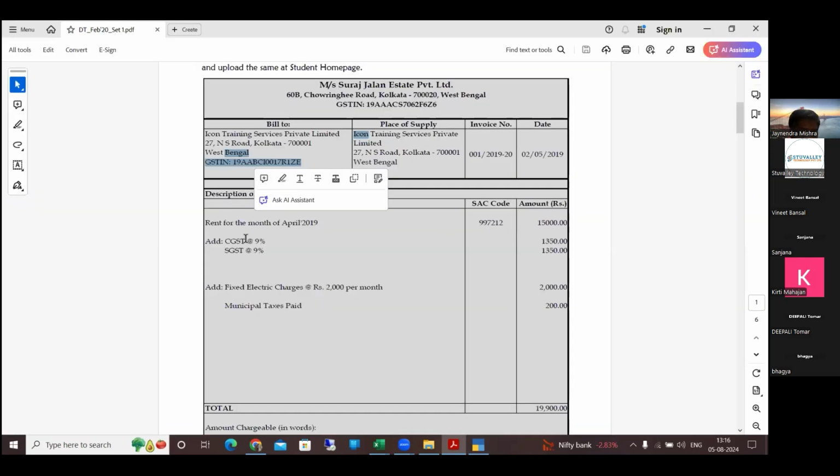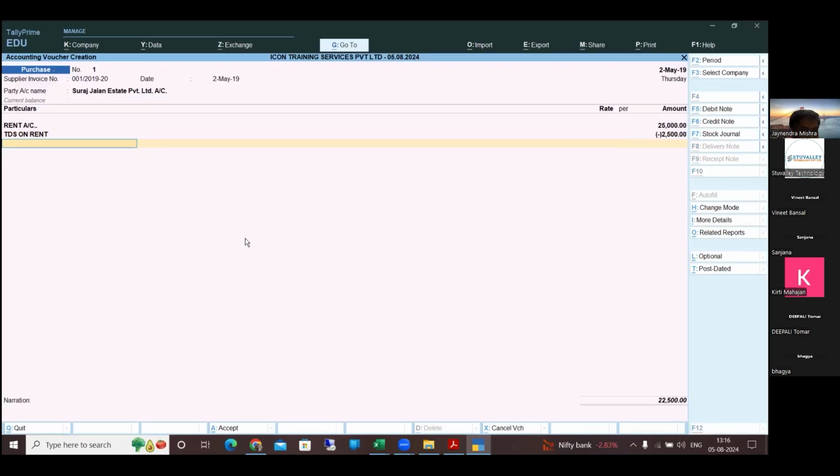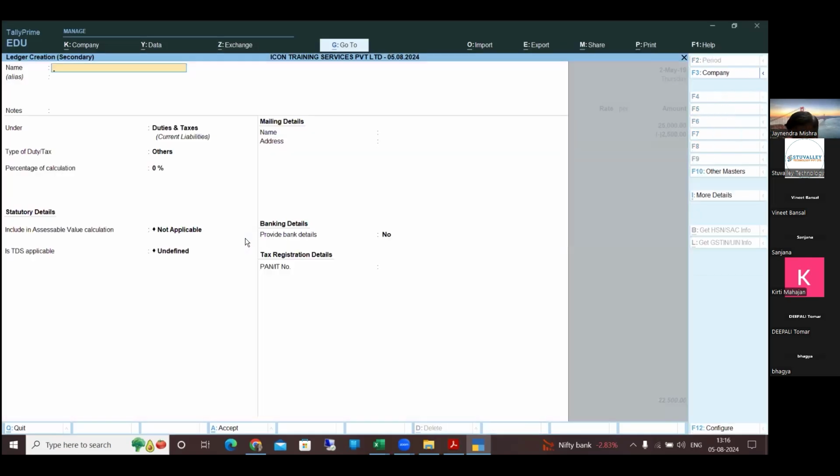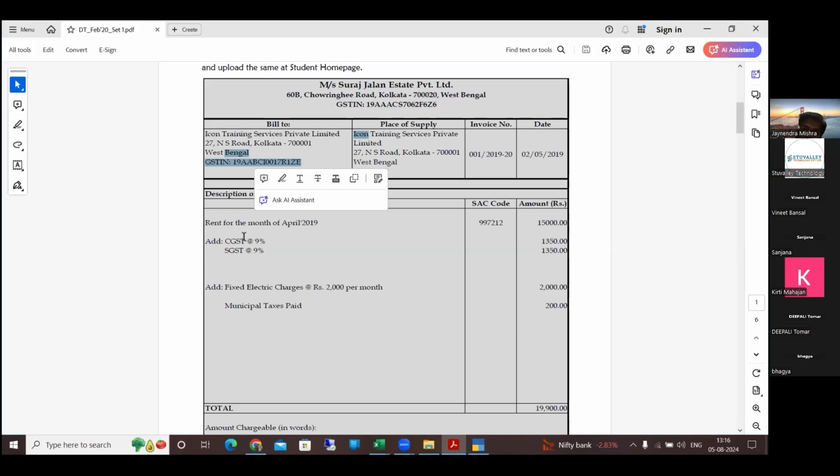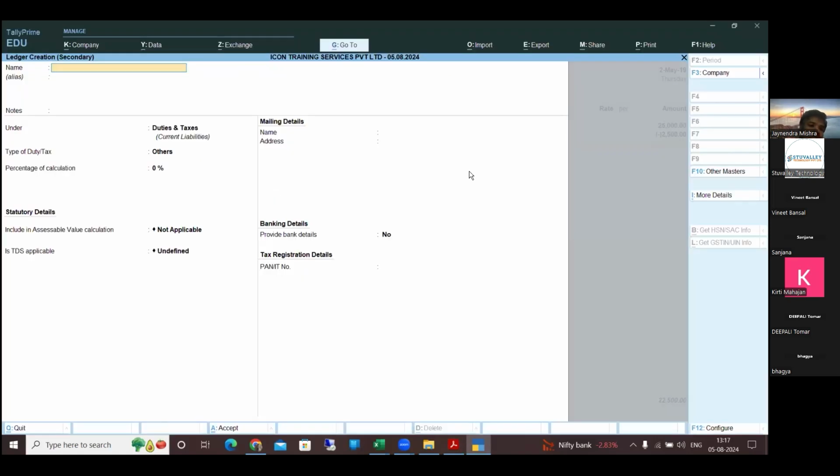Then GST, make the next ledger GST. Alt C. Friends, when we purchase the product, we pay the GST, so that is input tax. And when we sell the product to the customer, we collect the GST from the customer, so that is output tax. Here we have taken a service and are paying GST, so for us it is input tax. Name it input.